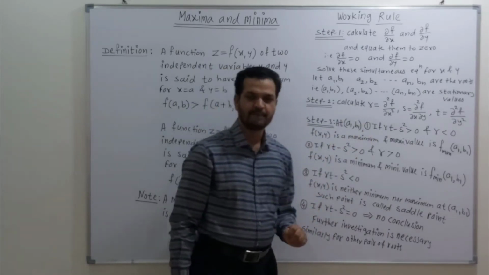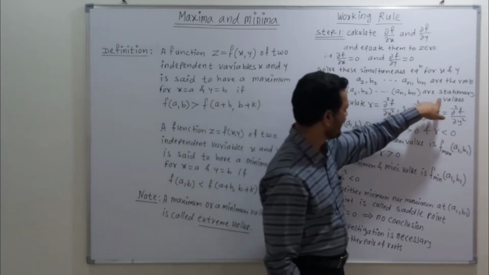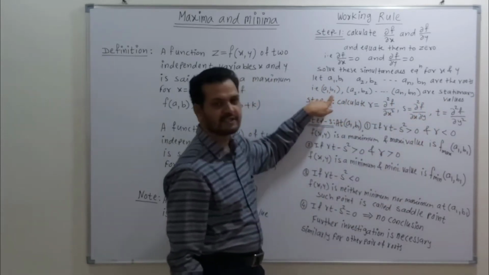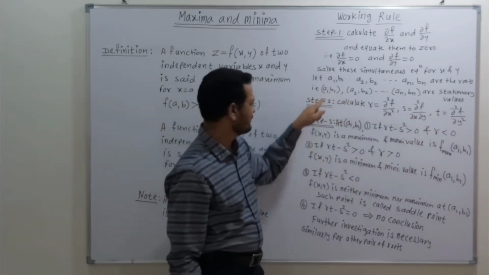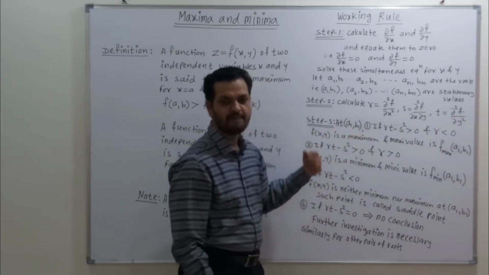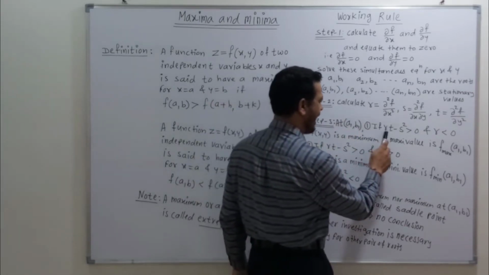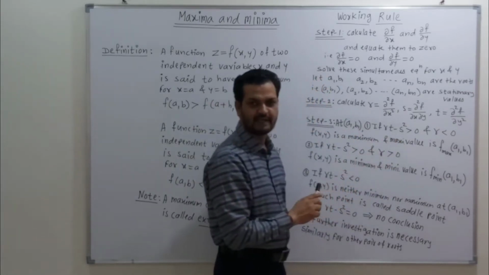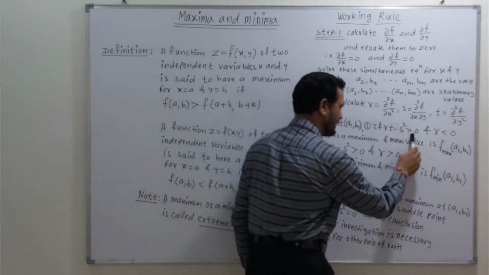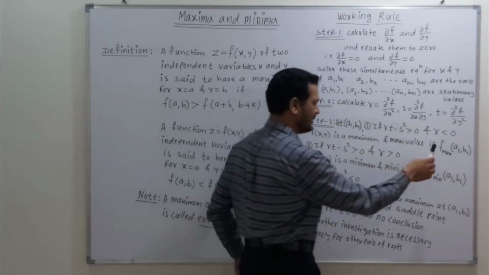Now step number 3. Whatever stationary points we are getting here, for the first stationary point a1 b1, calculate the value of rt minus s square. Calculate this term. If this value is greater than 0, again calculate the value of r.